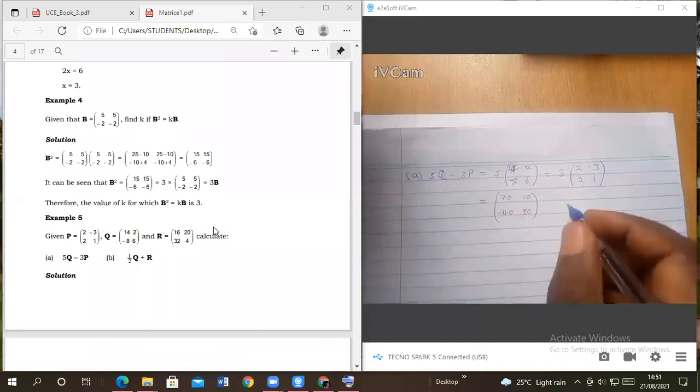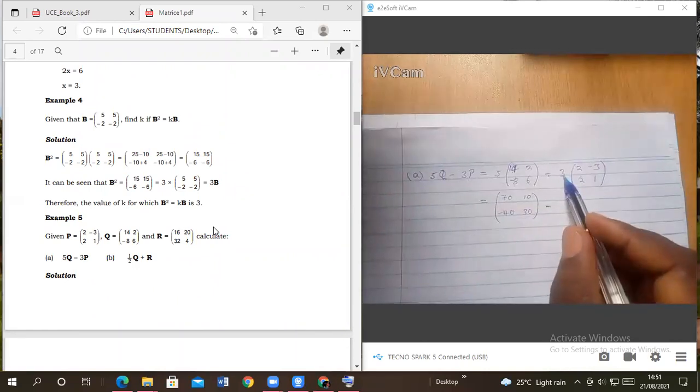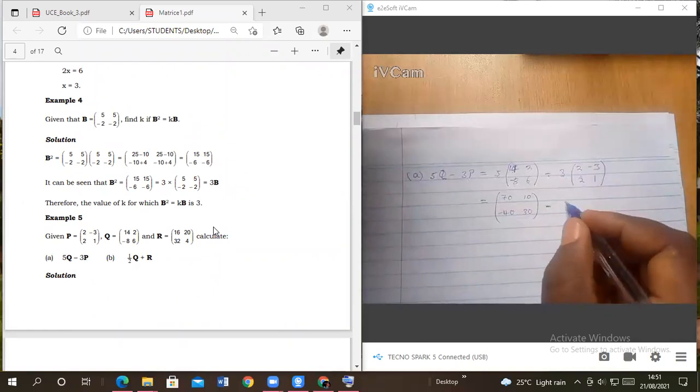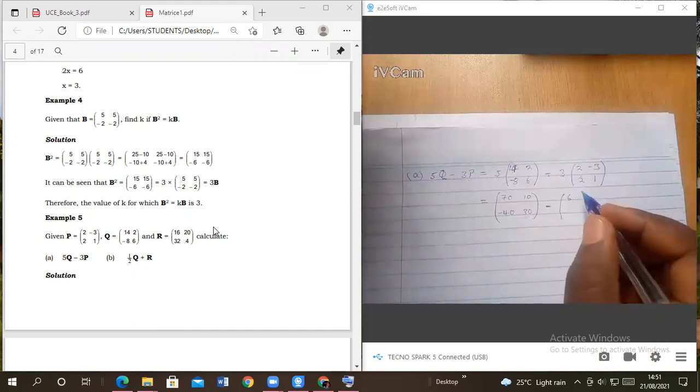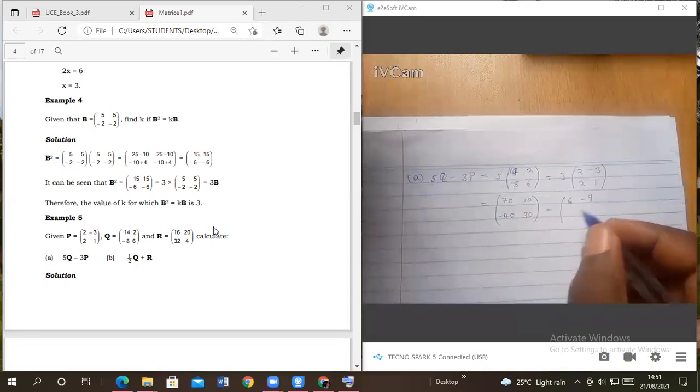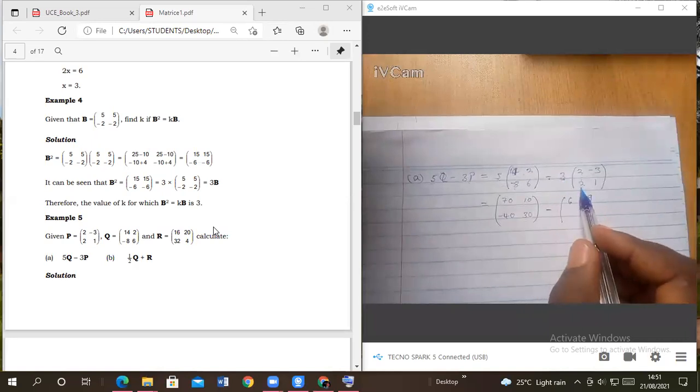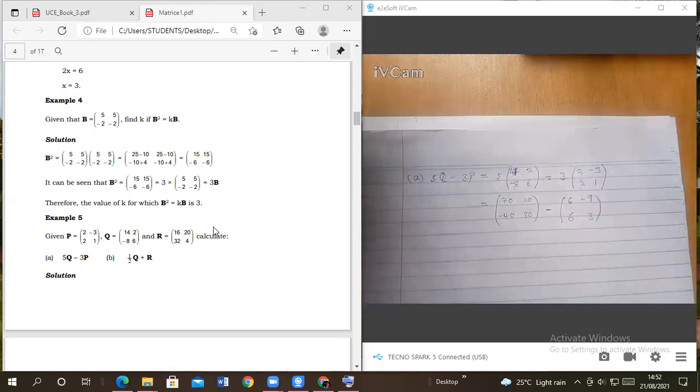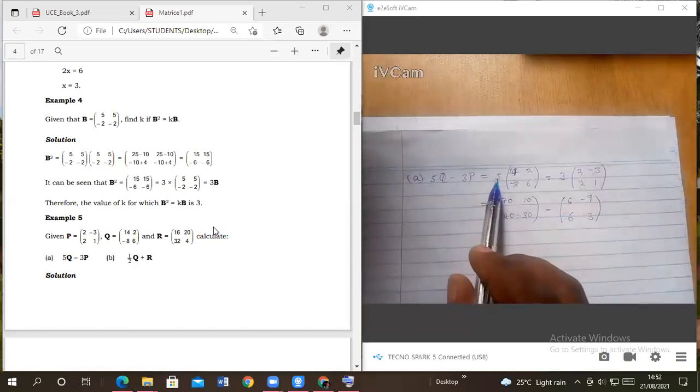Good. Then minus, we are going to multiply a 3 inside here. That will be 3 times 2, you get 6. 3 times negative 3, you get? Negative 9. Good. And then 3 times 2, 6. And then 3 times 1, you get 3. Correct.